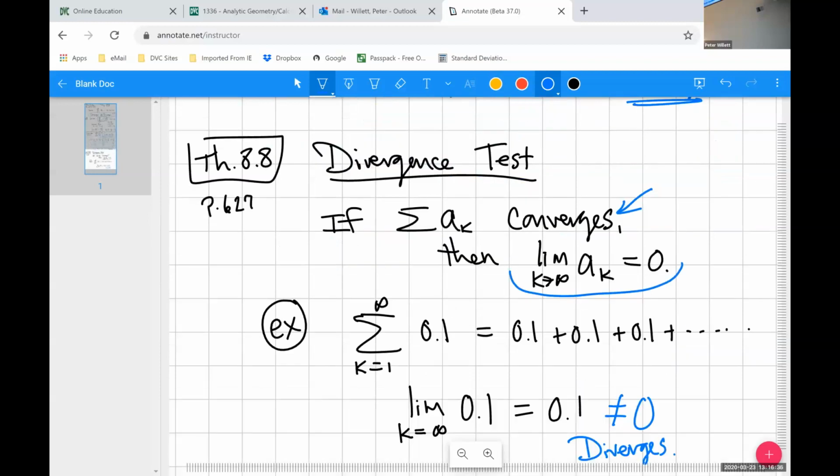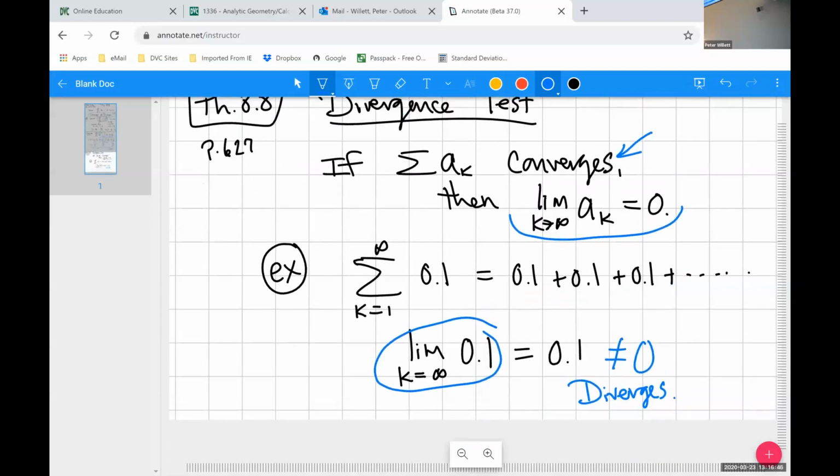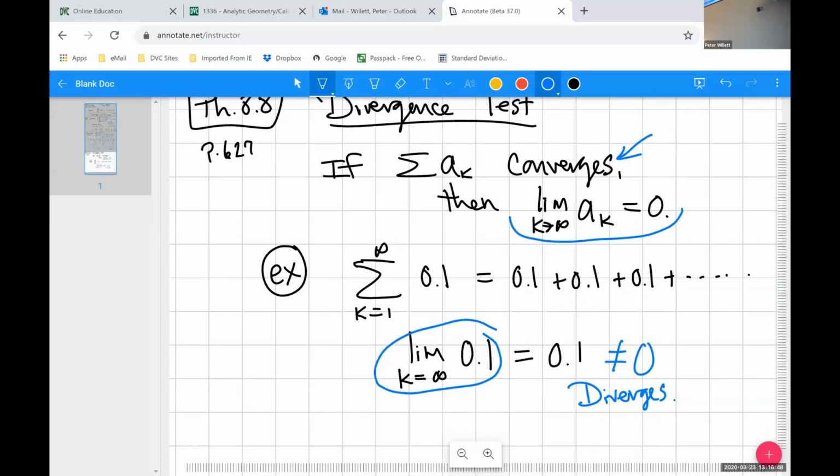So if you're trying to use the divergence test and you take the limit as k goes to infinity of the terms and you don't get a 0, then the divergence test tells you conclusively that series must diverge. However, if you do get a 0, then the test doesn't give you any information. You don't know if it converges or diverges because both are still possible if the terms go to 0. You have to do something else.